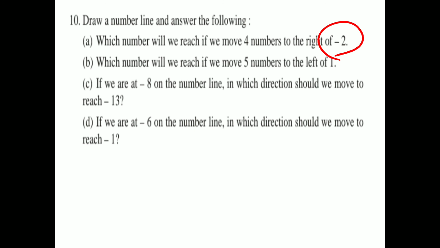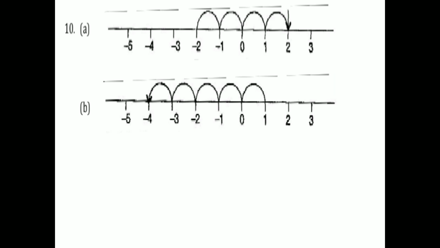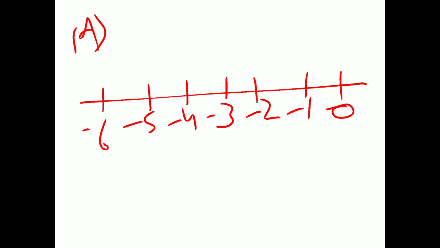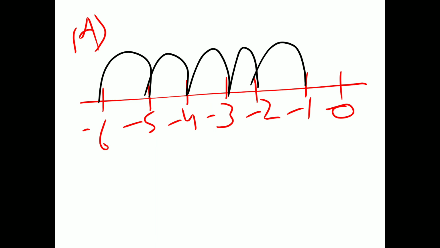Now we do D part. If we are at minus 6 and we have to reach minus 1, means this is 0, minus 1, minus 2, minus 3, minus 4, minus 5, minus 6. We have to go from minus 6, 1, 2, 3, 4, 5. So where are we moving? To the right. So the answer is to the right.